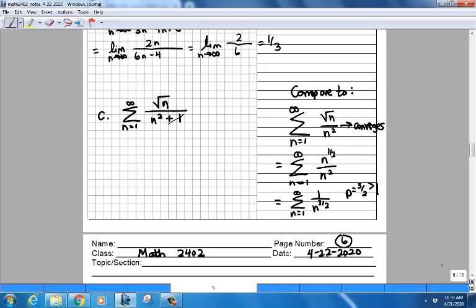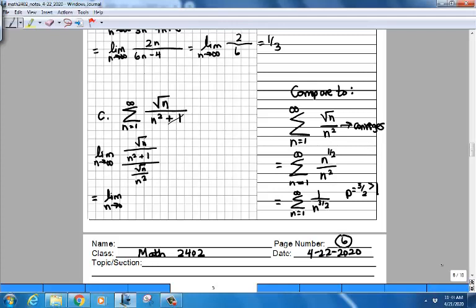So I'm hoping I can compare these two series, and since I know this series converges, I'm hoping I will be able to figure out that this series converges as well. All right, so what do I have to do here? I have to take the limit as n goes to infinity of the terms of one of the series divided by the terms of the other series, and see if you can compute that limit. Let's see, can we compute this limit here?